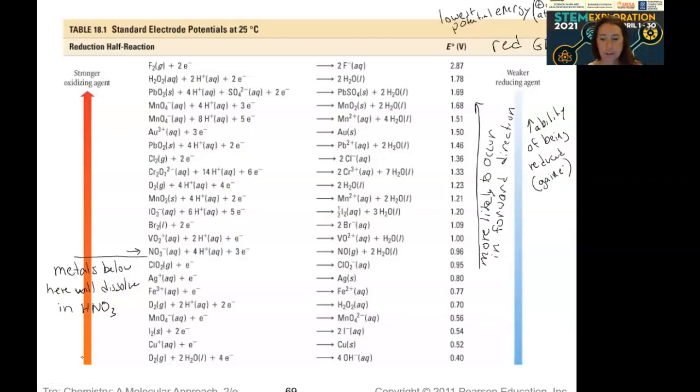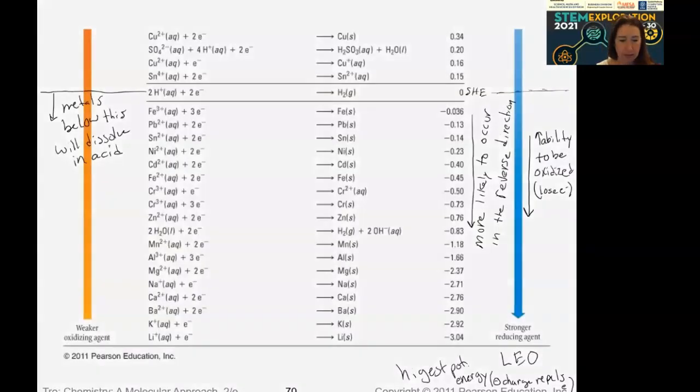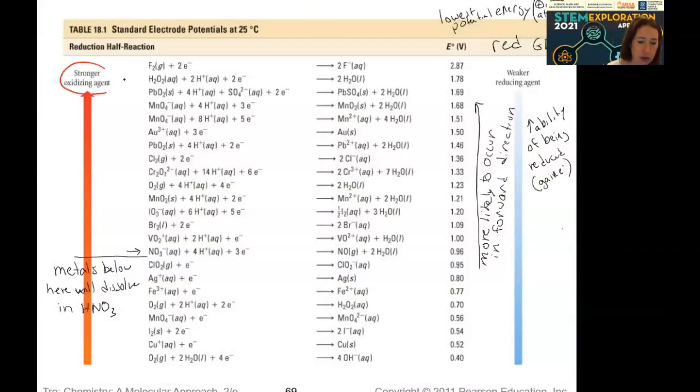So if you look at this, here's our electron potential. That's our potential. It's in volts, right? Here's our potential. This is our half reaction. These are stronger oxidizing agents up here, or weaker reducing agents, however you want to say it. I like to say it with reduction, right? Reduction, gain electrons. So the higher they are, or the more positive they are, do you see how this is 2.8 down to 0.4? The more positive it is, the more likely it is to be reduced.